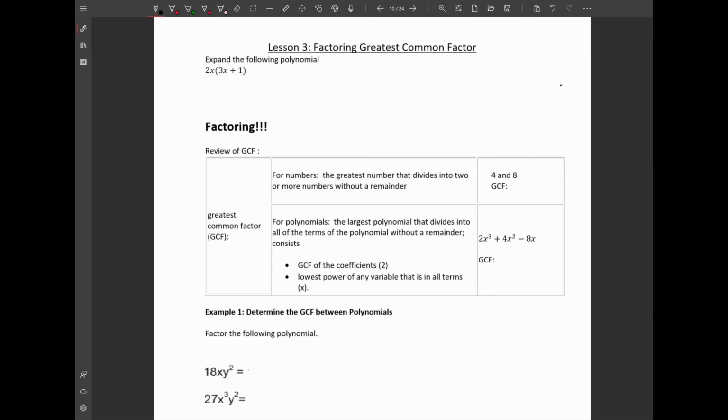Okay, so lesson 3, factoring the greatest common factor. Now we've looked at greatest common factor before, but previously we were just looking at the greatest common factor of two known numbers. Now we're going to look at the greatest common factor of polynomials.